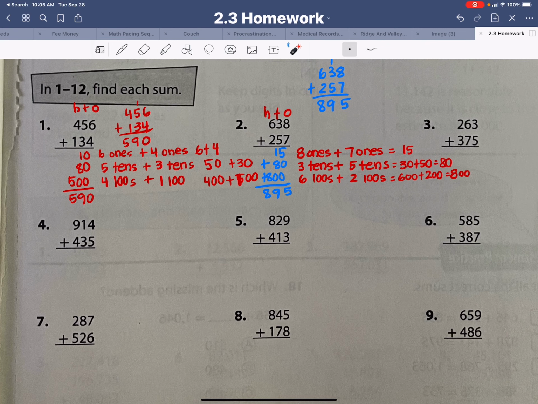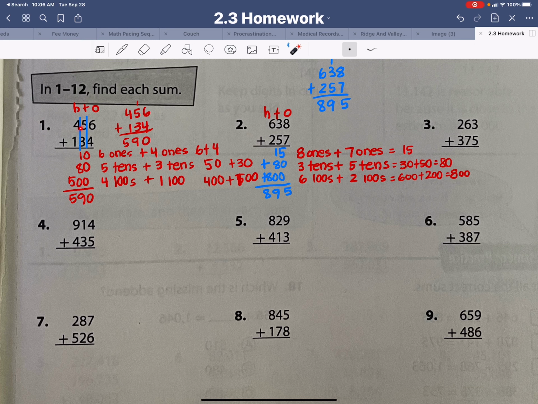So here we go. First thing you need to do is to divide these into the ones place, the 6 and the 4s, the tens place, the 5 and the 3s, and the hundreds place, the 4 and the 1s. Okay, so now that we've got that, this is how we do this. We say 6 ones plus 4 ones. So I wrote that right here. 6 ones plus 4 ones. All right, that's going to give us 6 plus 4.